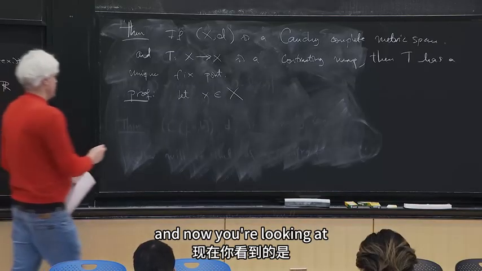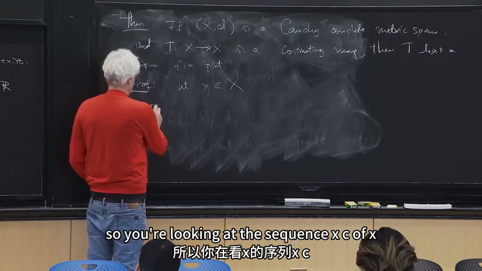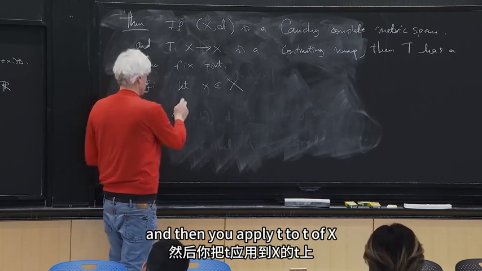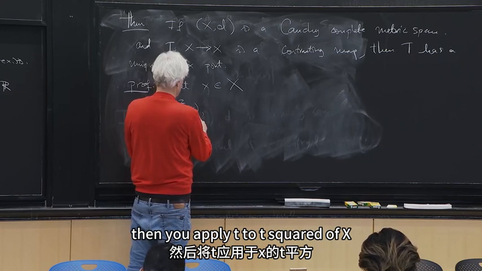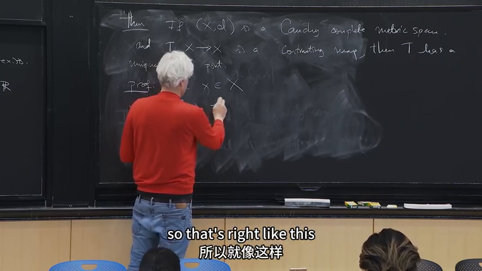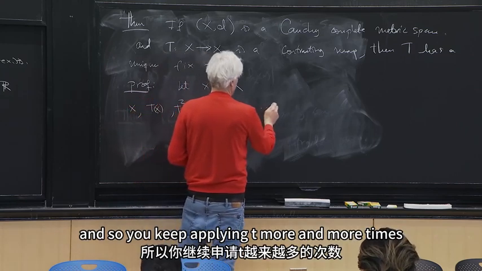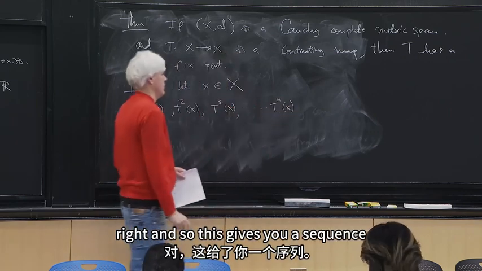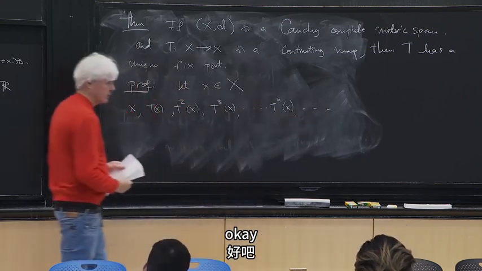And now you're looking at the sequence X, T of X, and then you apply T to T of X. So I write this as T squared of X. And then you apply T to T squared of X. So that's T cubed, like this. And so you keep applying T more and more times, and so this gives you a sequence, okay?